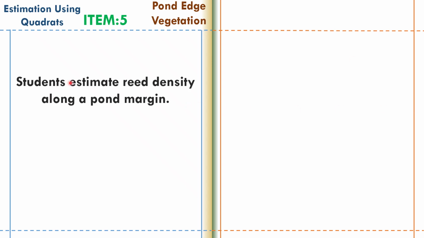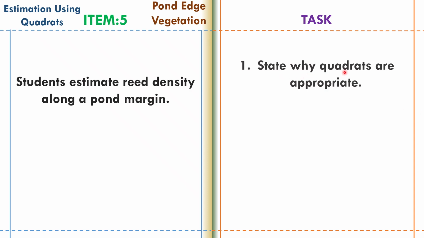Estimation using quadrant, item 5. Pond edge vegetation. Students estimate reed density along a pond margin. Task: state why quadrants are appropriate. Identify one source of error.